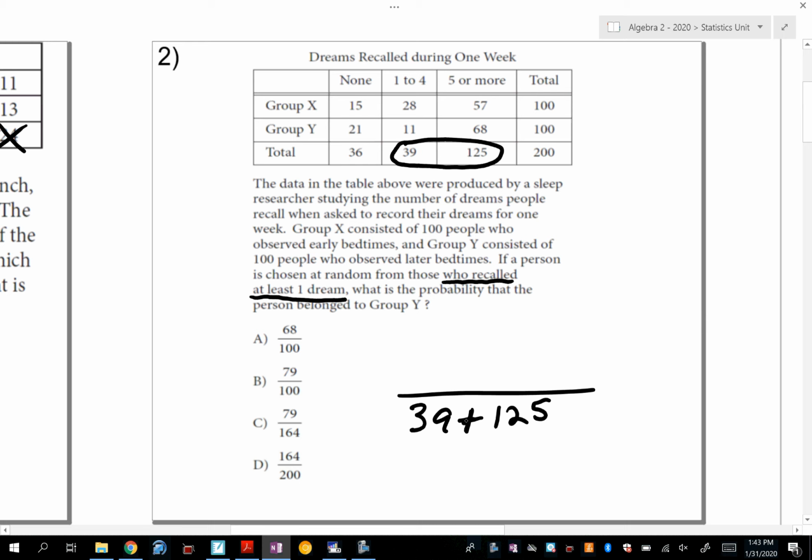Now, if I'm only caring about those numbers, it says, what's the likelihood that the person belonged to group Y? So these two make the numerator. So when you get that fraction, I believe it is C. Questions on number 2? Sure, go ahead. Any questions number 2?